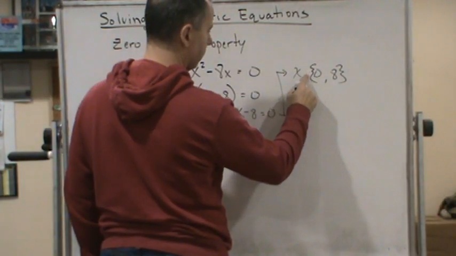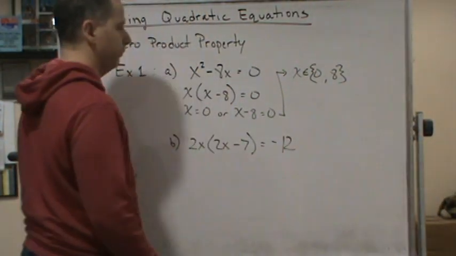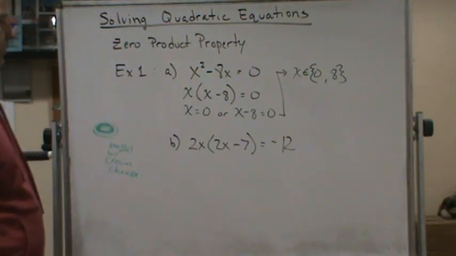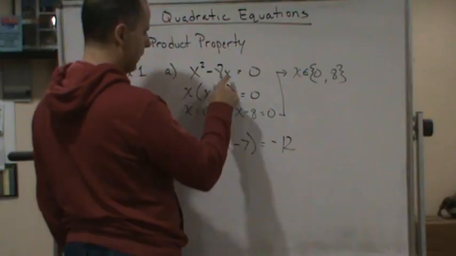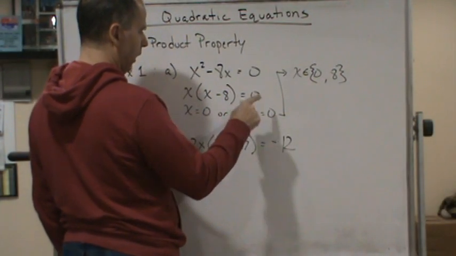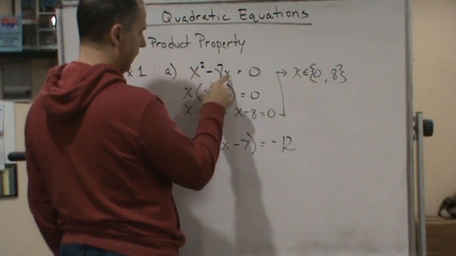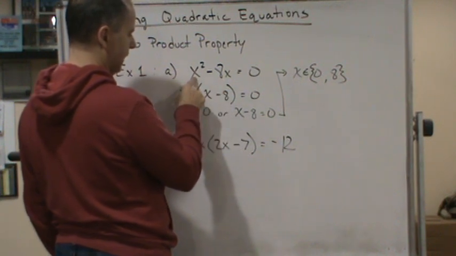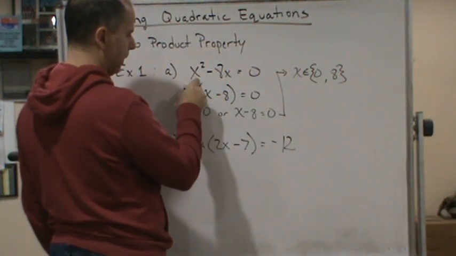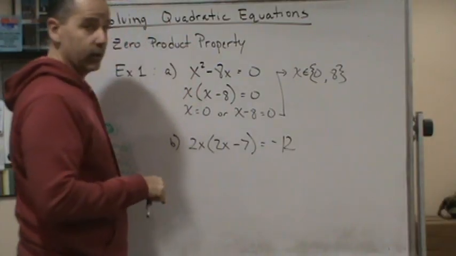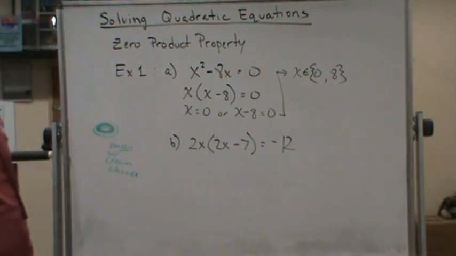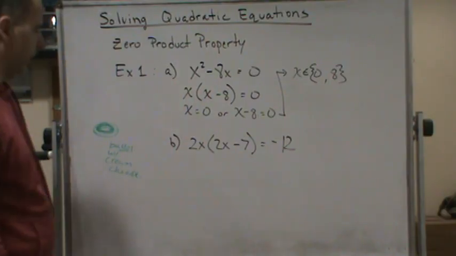Okay? So that's our solution set. So either x is 8 or 0 will solve this. And we can go back and check. If you plug in 0, you get 0. If you plug in 8, what do you get? You get 8 squared, which is 64. 64 minus 64 is 0. So it works, right? So again, always check your work to make sure you didn't make an arithmetic error along the way. Okay? Now what about this one?